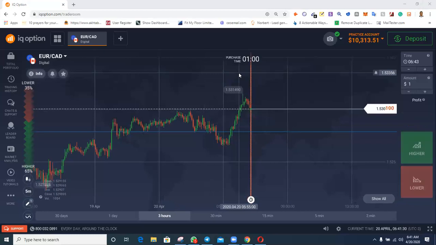So support and resistance is just for us to be able to know the highest level the market went to, but could not pass, could not cross over.